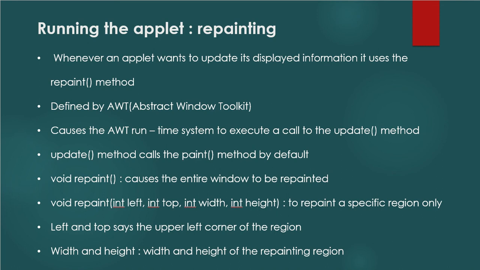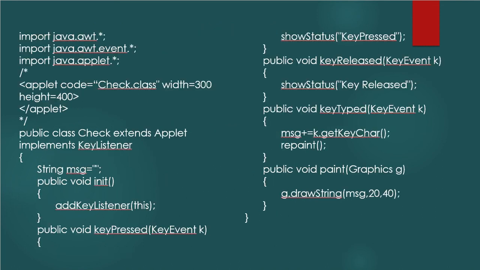Okay, so I'll show you another example where you have an applet along with some event handling features. Here you have an applet which is connected with an event handling mechanism. You're importing the awt package, then the event package along with the applet package. Then this is the applet code which will be included inside your HTML file. This is just used here as a comment to understand it better. So you have the code as check.class, which is the compiled version of this particular class.